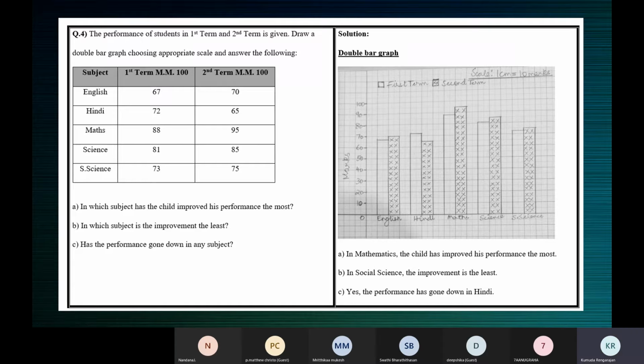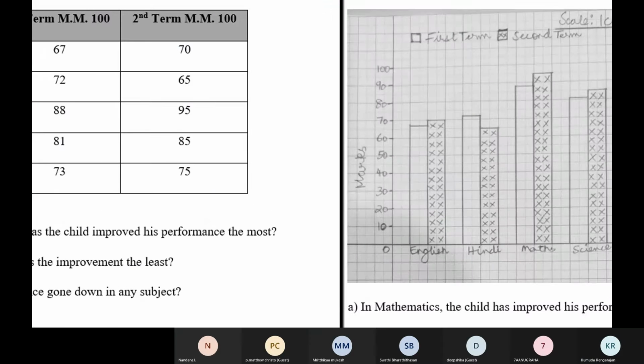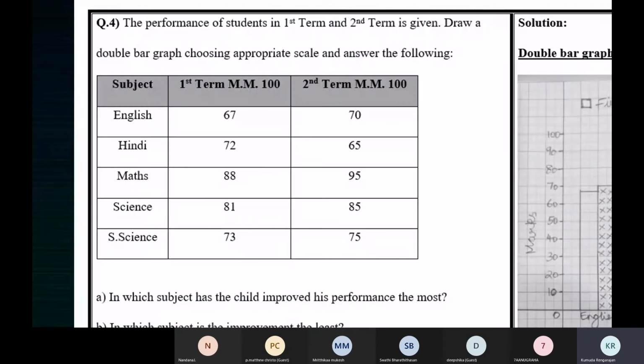The performance of students in first term and second term is given. Draw a double bar graph, choosing appropriate scale, and answer the following. So you'll have to draw a double bar graph.